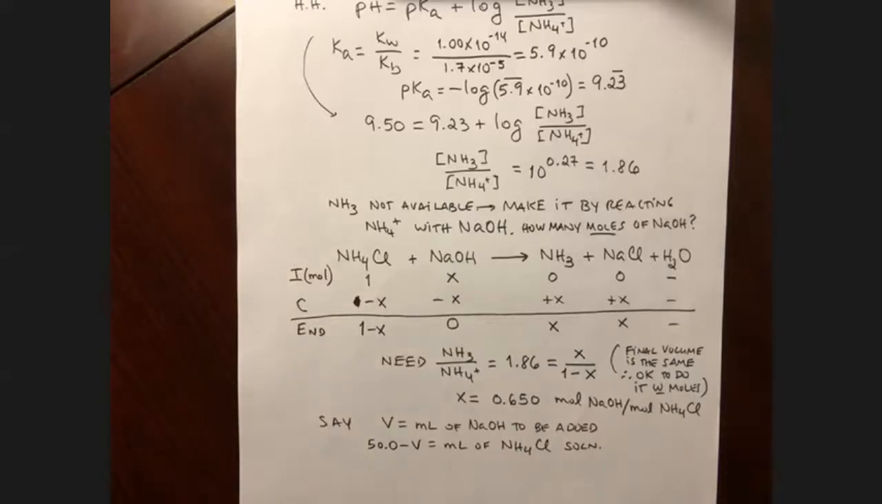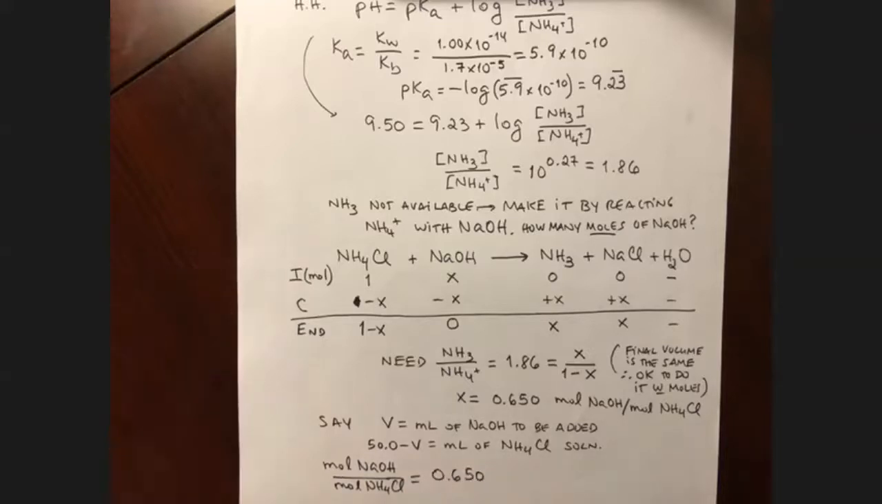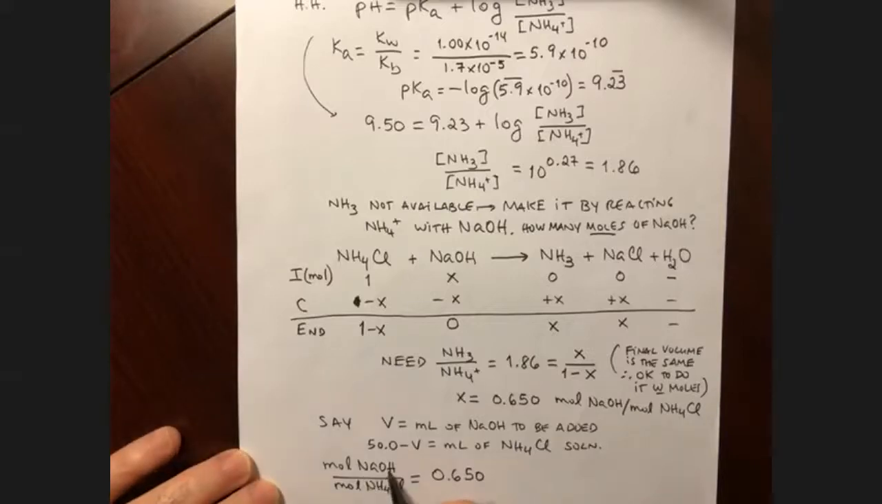All right. Because although this tells me the number of moles, I need to figure out how I get that many moles of NaOH into a solution that's going to end up at 50.0 milliliters, right? All right, so we said the moles of NaOH per mole of NH4Cl equals 0.650.